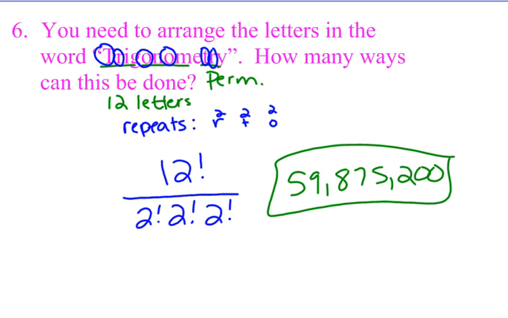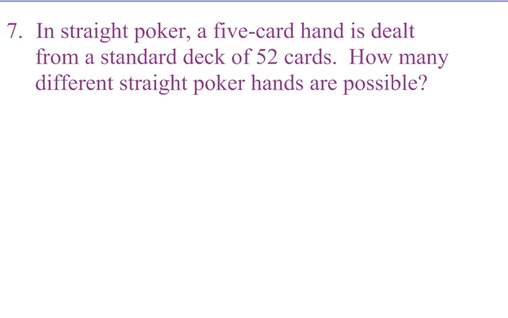So now we'll keep going. Number 7, it says, in straight poker, a 5-card hand is dealt from a standard deck of 52 cards. How many different straight poker hands are possible? So a straight poker hand would be when they're dealt out, you get numbers that go in a row, right? And so it says that we're looking for a 5-card hand. So when they choose 5 cards, how many straight pokers are given?